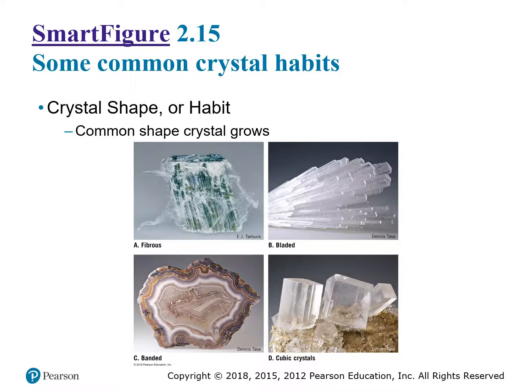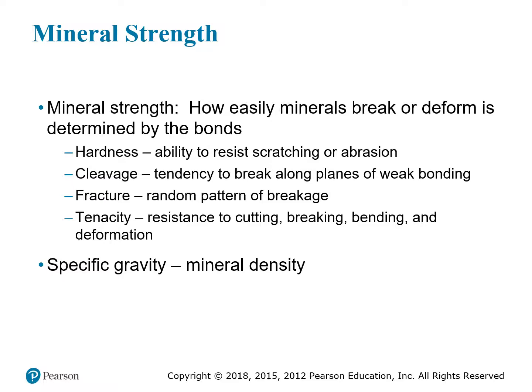So these shapes are pretty common in nature. The fibrous one, not so much, but cubic crystals and other shapes can be pretty easily found if you can find the crystalline form of the mineral. There's also the mineral strength. How easily can it break or be deformed? And that's determined by the bonds between the atoms. So the first and most important characteristic would be the hardness of the mineral.